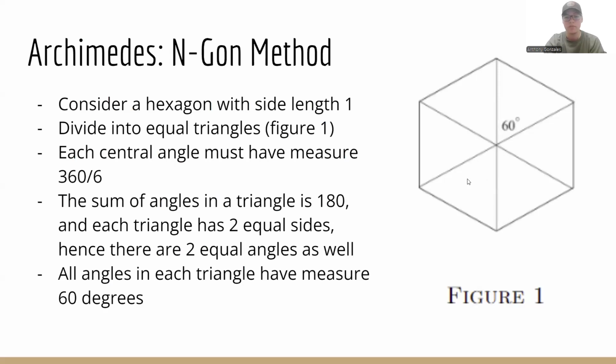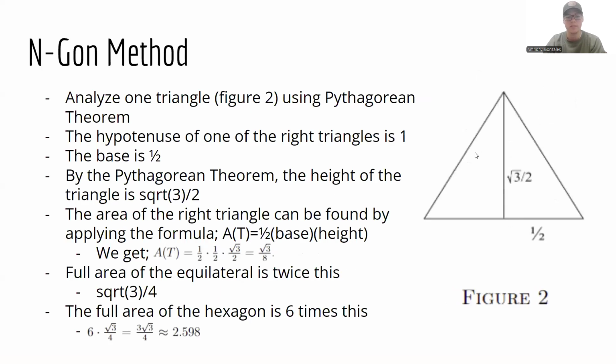We got the area of one triangle. We're going to multiply this by 6 to get the area of the whole hexagon. So multiplying by 6, we get 3√3/4, which is about equal to 2.598. Now we can see that this isn't a very good approximation of pi.